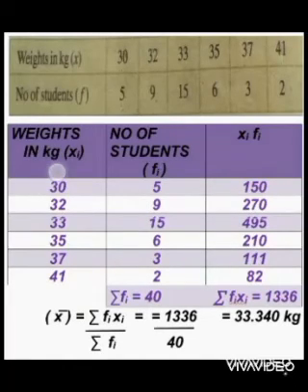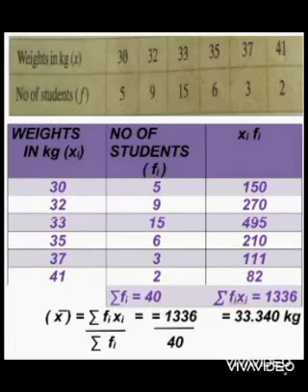Now if you multiply 30 into 5, 150. Next 9 into 32 which is equal to 288, 15 into 33 which is equal to 495, 6 into 35 which is 210, 3 into 37 is 111, 2 into 41 is 82.